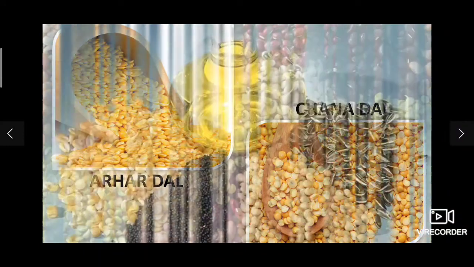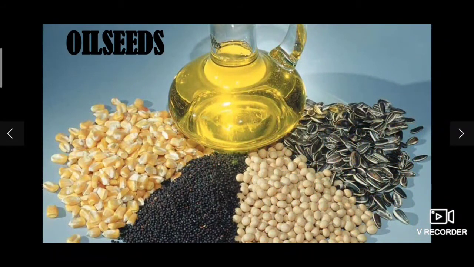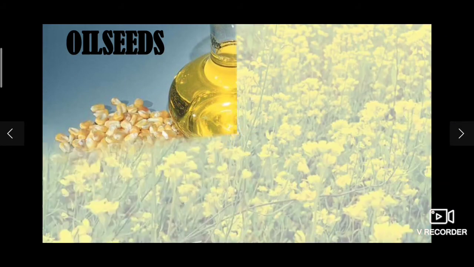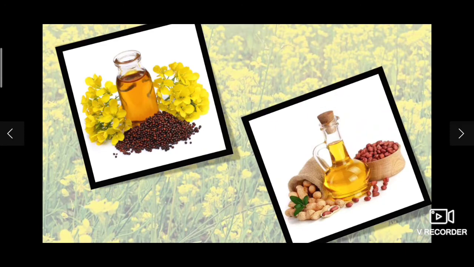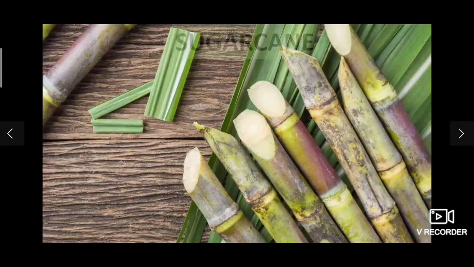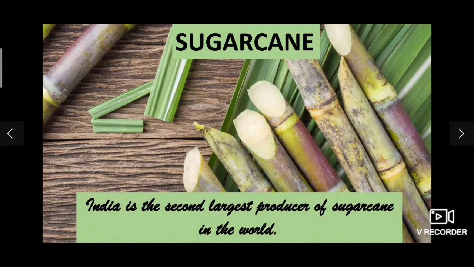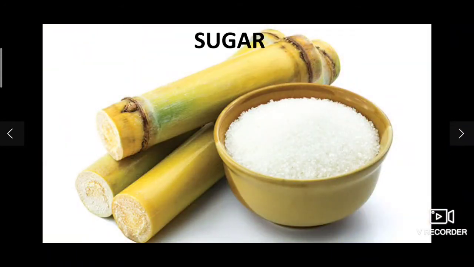Oilseed crops are grown for the purpose of extraction of oil which is contained in their seeds. They are grown in large quantities in various states of India. Oilseeds include mustard and groundnut. India is the second largest producer of sugarcane in the world. Sugar is made from sugarcane.